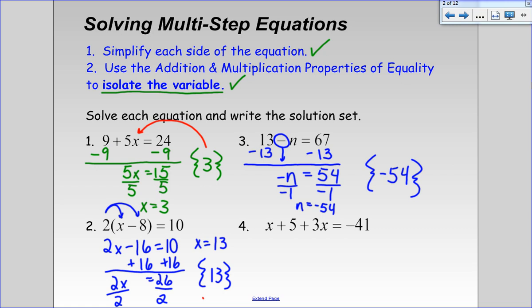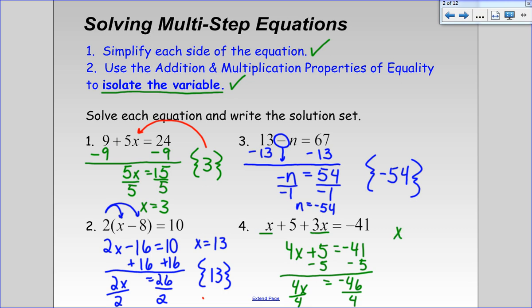And now for our last equation, x plus 5 plus 3x equals negative 41. We actually have like terms that are on the same side of the equation. So we want to begin by simplifying the equation by combining these. So we'll get 4x plus 5 equals negative 41. And now we can start to isolate our variable. We would subtract 5 to get the variable term by itself. So 4x equals negative 46, and we'll divide each side by 4.